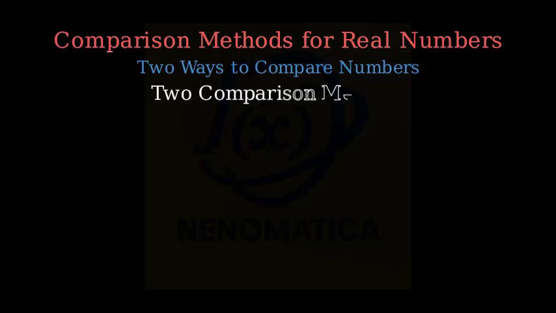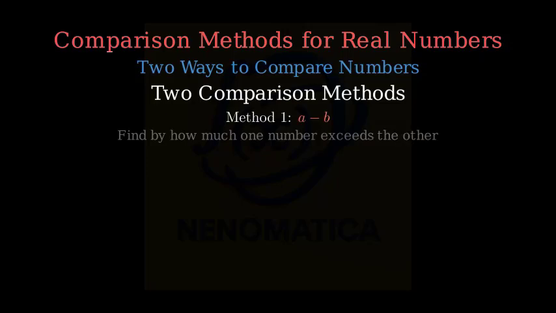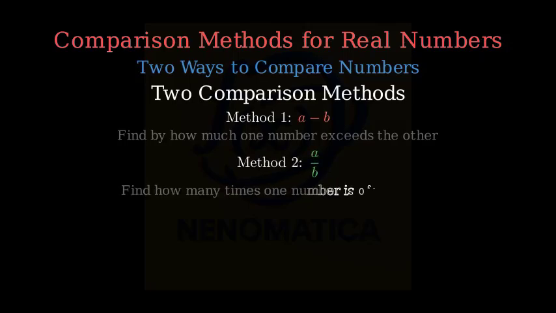When comparing two real numbers, let's call them A and B, we have two main methods at our disposal. The first method involves subtraction. We calculate A minus B to see by how much one number exceeds the other. The second method involves division. We calculate A divided by B to see how many times one number is of the other.